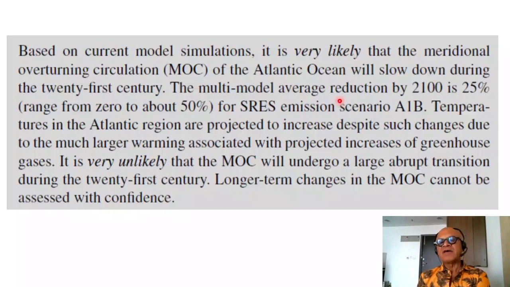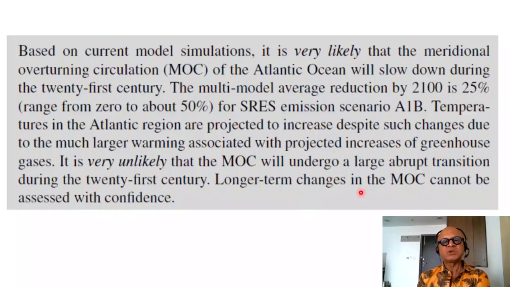The multi-model average reduction by 2100 is 25%, ranging from 0 to about 50%, so that's a large range. For special report on emission scenarios A1B, temperatures in the Atlantic region are projected to increase despite such changes due to the much larger warming associated with the projected increases of greenhouse gases. It is very unlikely that MOC will undergo a large abrupt transition during the 21st century. Longer-term changes in the MOC cannot be assessed with confidence.